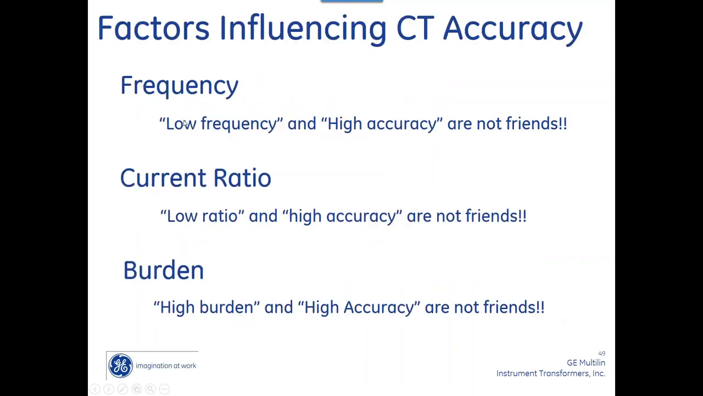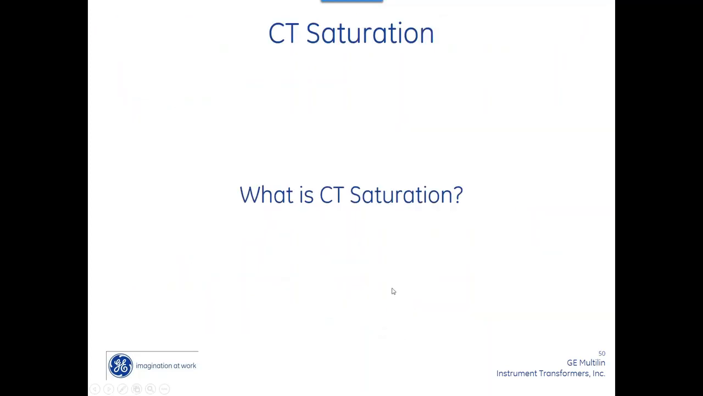Other factors that affect it: frequency. Low frequency and high accuracy are not friends. One of my takeaways is you can't use 60 hertz CTs on 50 hertz applications. You can use a lot of 50 hertz CTs on 60 hertz applications because it's going higher in frequency. Low current ratios and high accuracies don't work well either. You'll see when we look at CTs, the voltage they produce and everything on low CTs is much worse. And high burden and high accuracy are not friends. The higher that burden goes, the worse it gets.